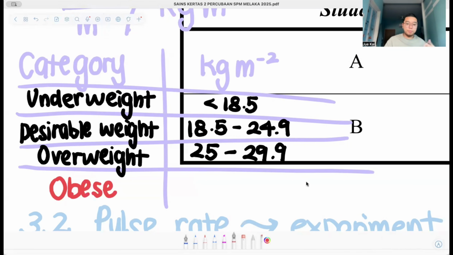Yeah, above 30, that's all. Above 30.0. Okay, done.